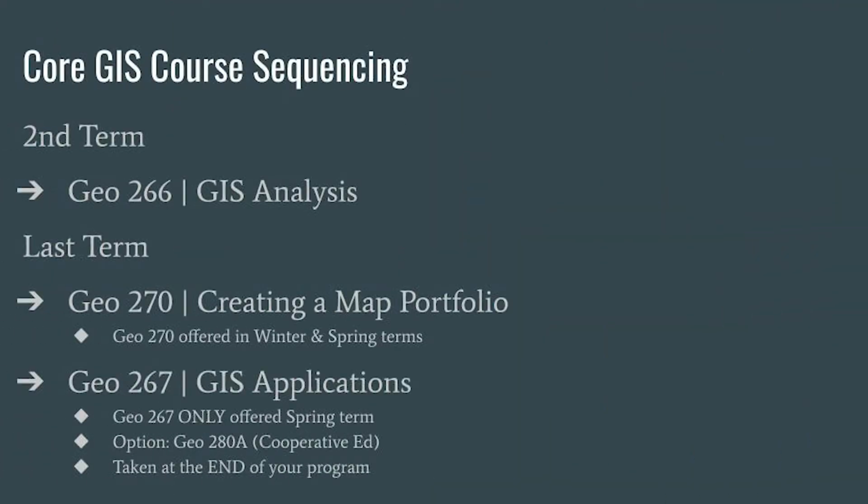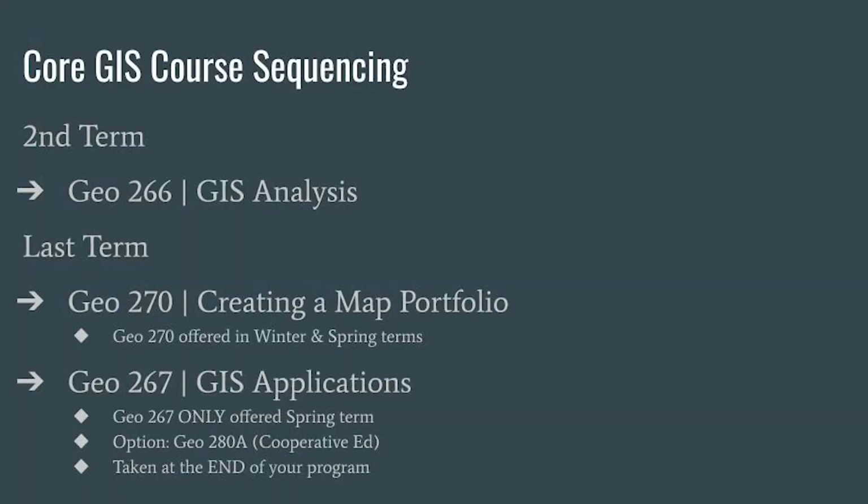GIS Analysis, GO 266, should be taken in your second term during your program. It is also a prerequisite to 267, which is only offered in the spring term, so take that into consideration when you're doing your course planning. GO 270, Building a Map Portfolio, should be taken towards the end of your program, since you'll want to have a larger body of work to include in your portfolio and to use as part of the course.